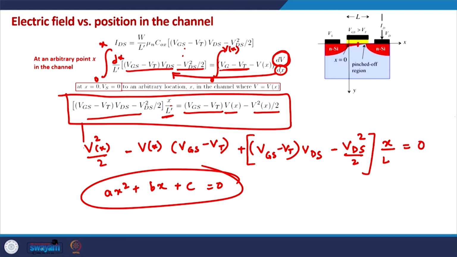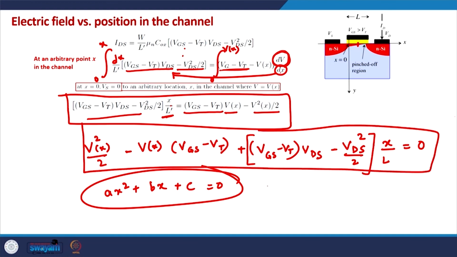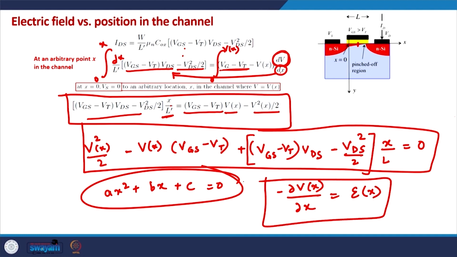So, you need to solve this quadratic equation as a function of Vx, and then minus del Vx by del x will give us the electric field at any arbitrary point in the channel. So, that is how this electric field is calculated at any arbitrary point in the channel in the traditional MOSFET theory. So, please go through this and try solving this quadratic equation in voltage and try to see how this Ex looks like. Calculation might become slightly tedious, but it's a doable calculation. So, just give it an attempt.